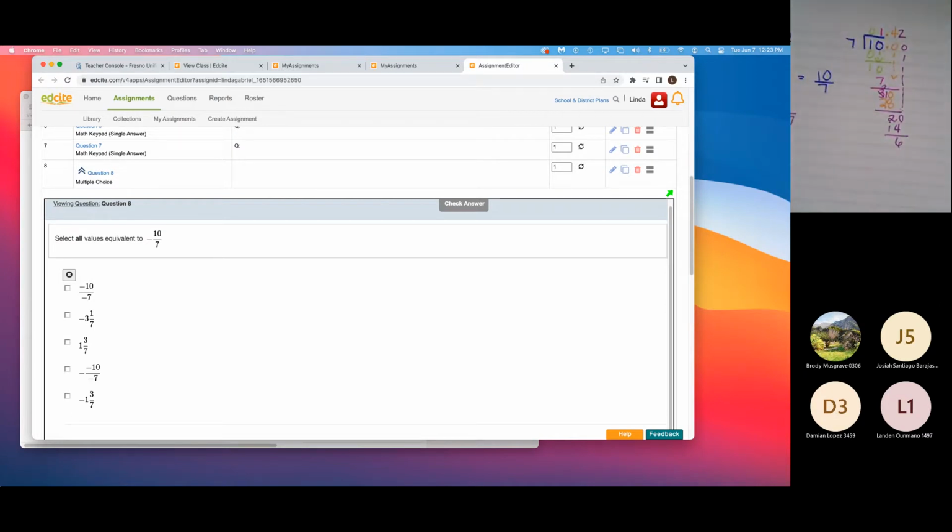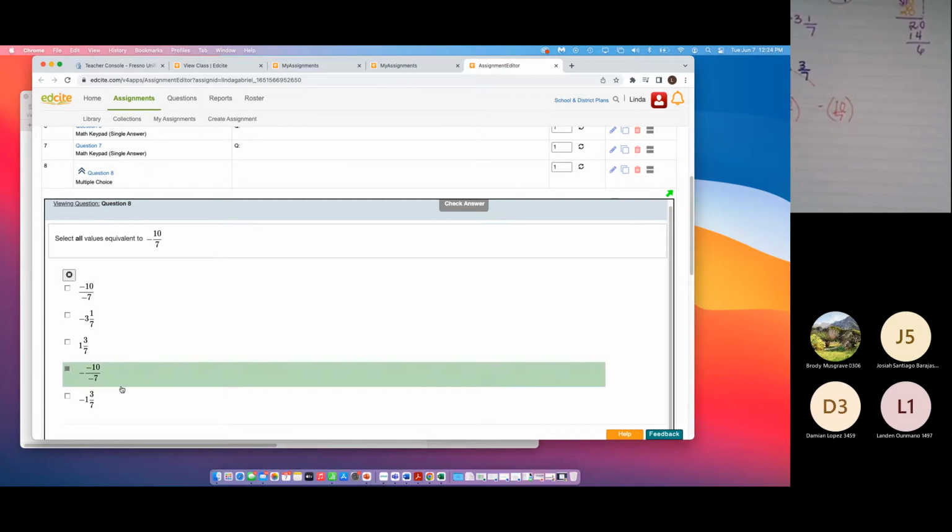But my next value is positive 1 and 3/7. I know that it has to be negative because I have negative 10 over 7. So this won't be correct either. My next one is negative 10 over negative 7. Negative 10 over negative 7 is equal to the positive 10 over 7, that's going to be the same as this, right? So it's actually going to be correct. It looks weird, it's technically correct.